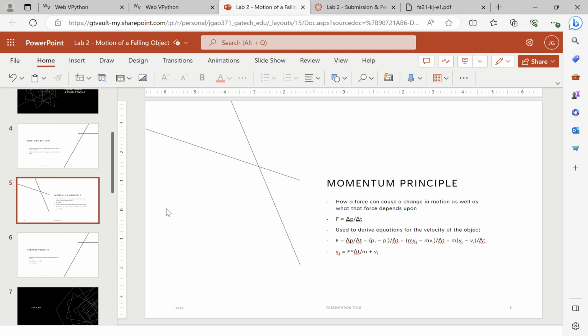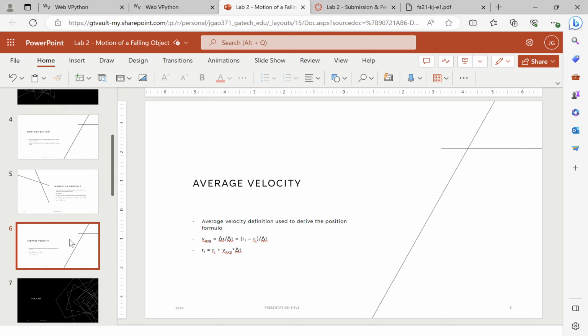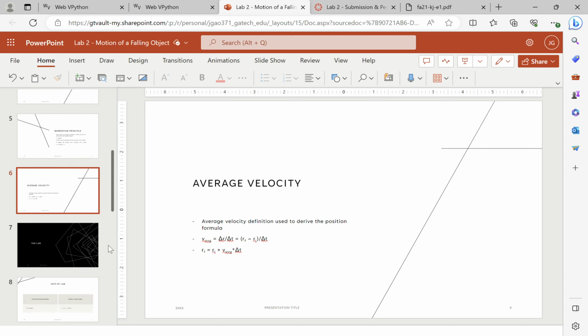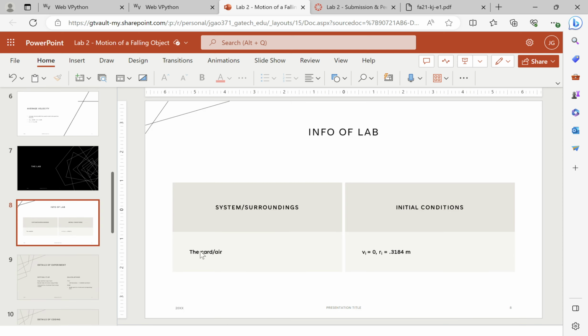The next one I used was the momentum principle, which is basically about how a force can cause a change in motion, as well as the definition of that force, which is delta P over delta T. So I used this to derive my velocity formula. I did the same thing for average velocity, where I used the definition to derive a position formula. So now into the actual lab.